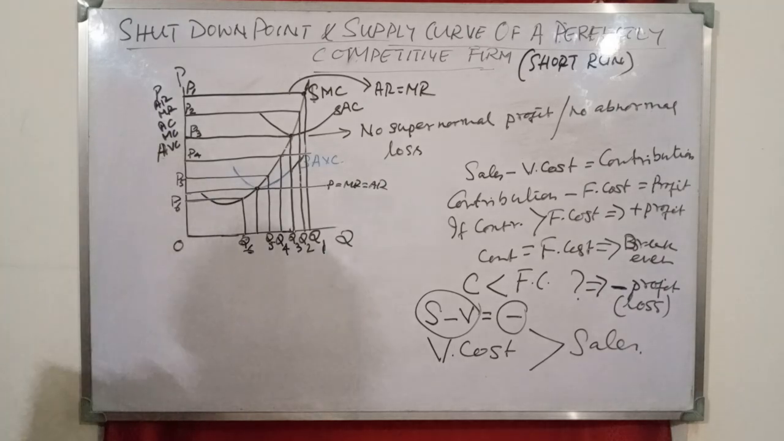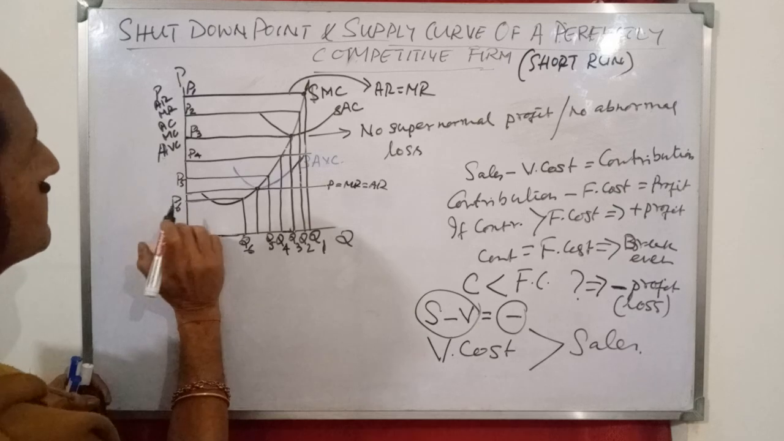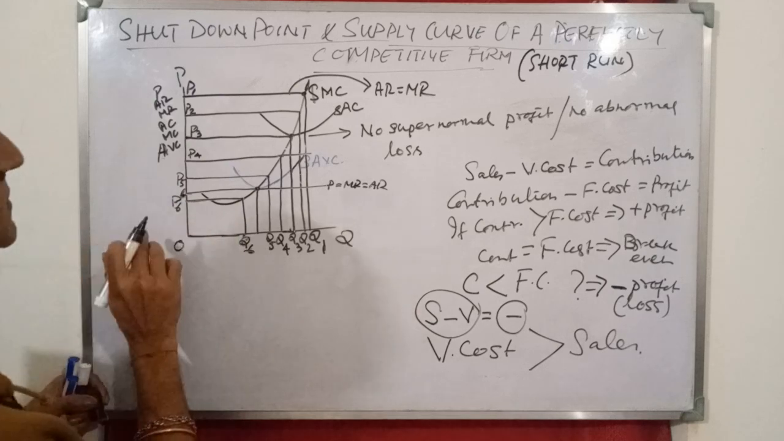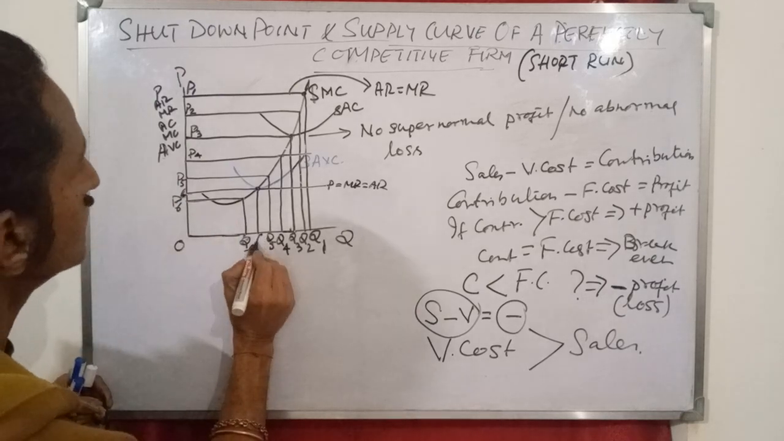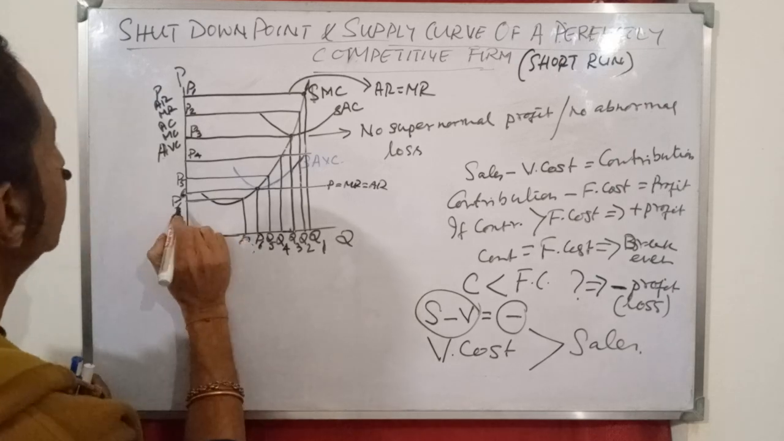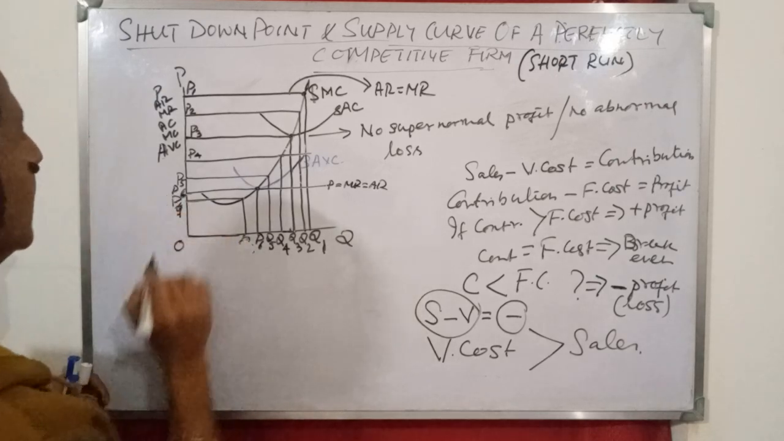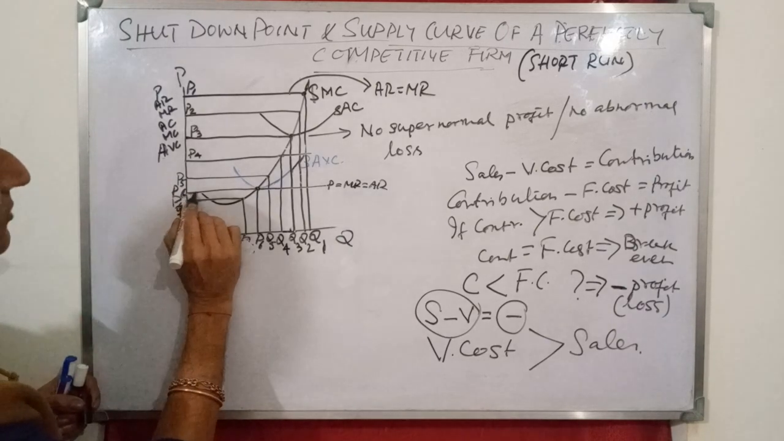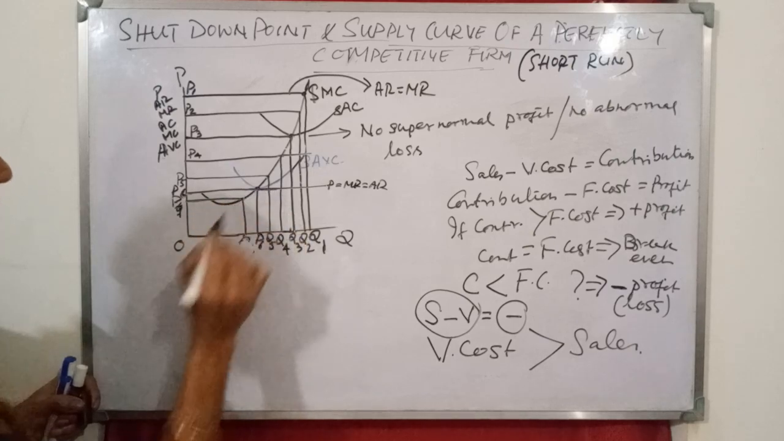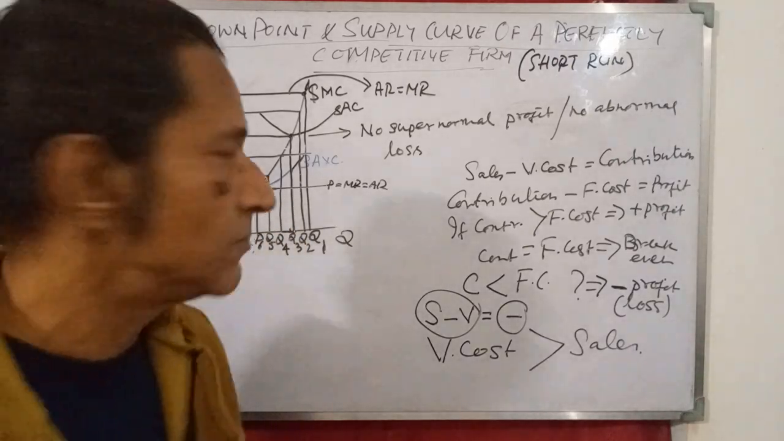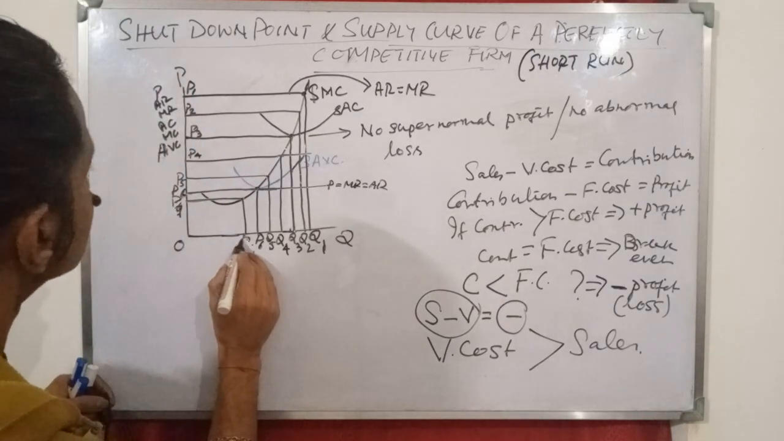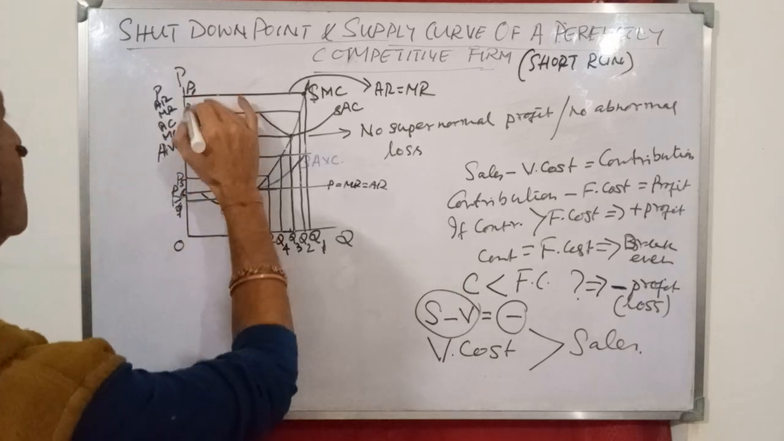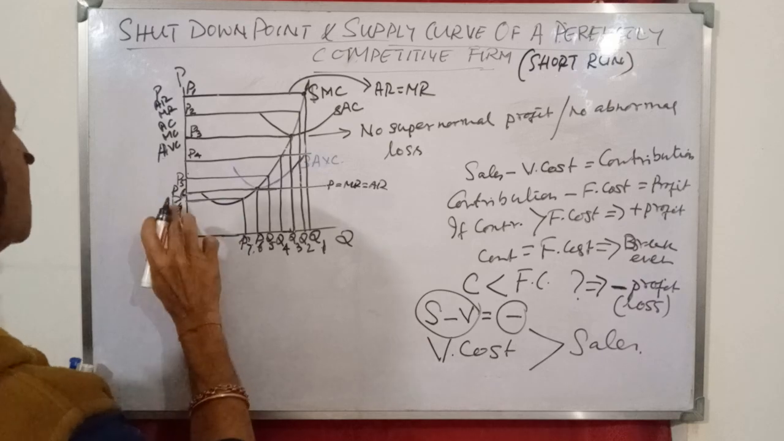So as soon as the price reaches this point, P6, this is P sub 6 and this is P sub 7. As soon as price reaches P sub 6, that is, it is equal to the minimum point of average variable cost, the firm will not move further. One, two, three, 4, 5, 6, 7, P sub 7, right?